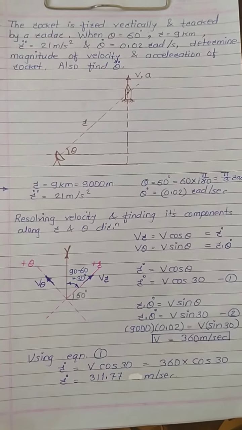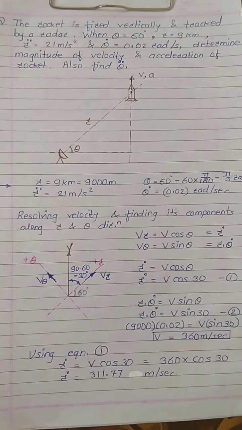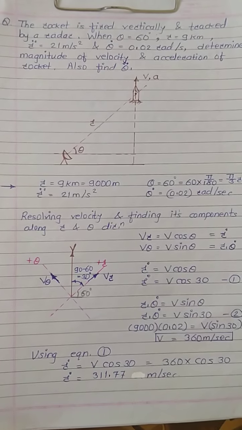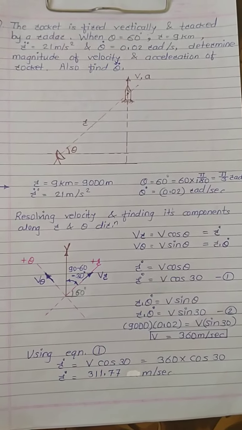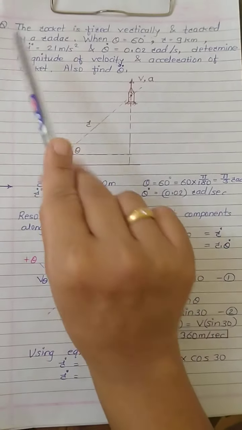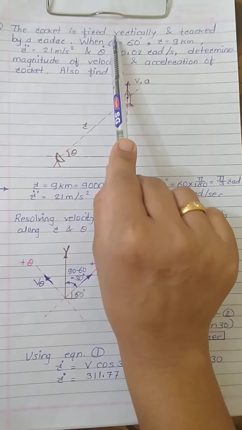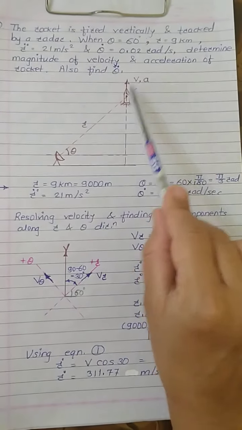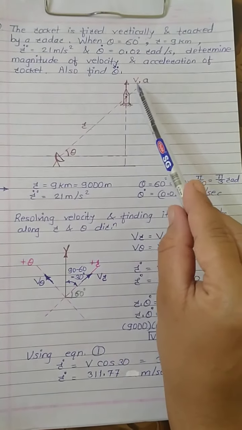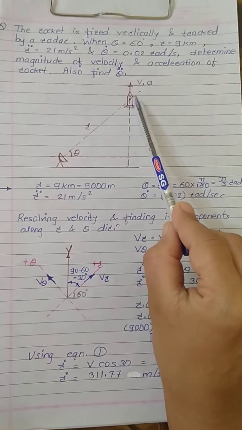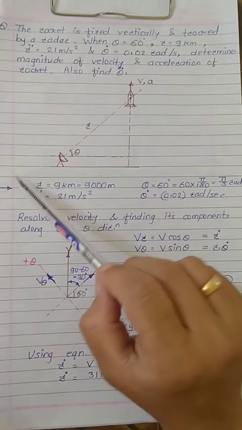Hello everyone. In this video I am going to discuss a numerical on polar coordinate system, which is the r theta system. The numerical is: a rocket is fired vertically and tracked by a radar. So here is the radar and this rocket is tracked by the radar.